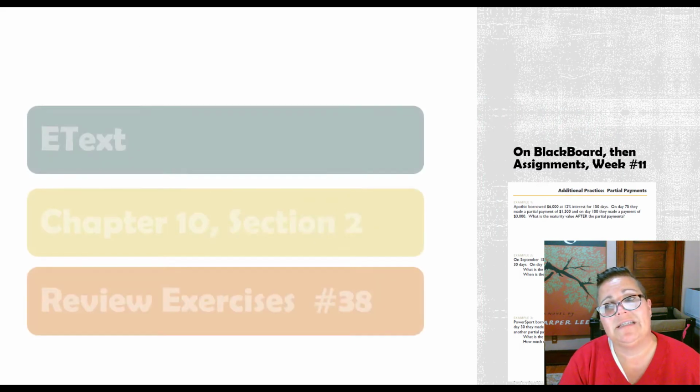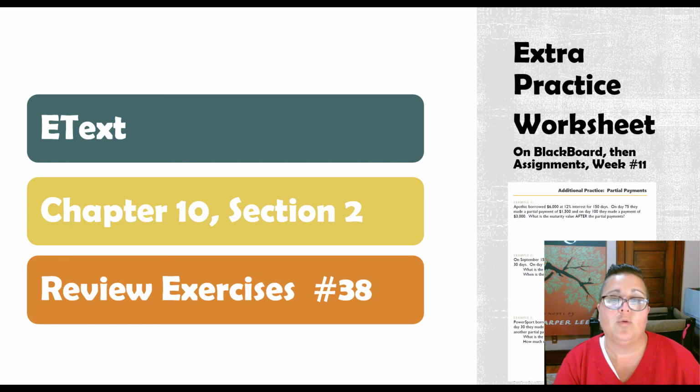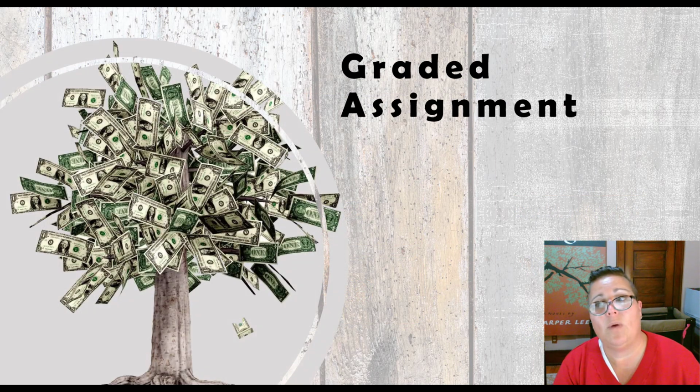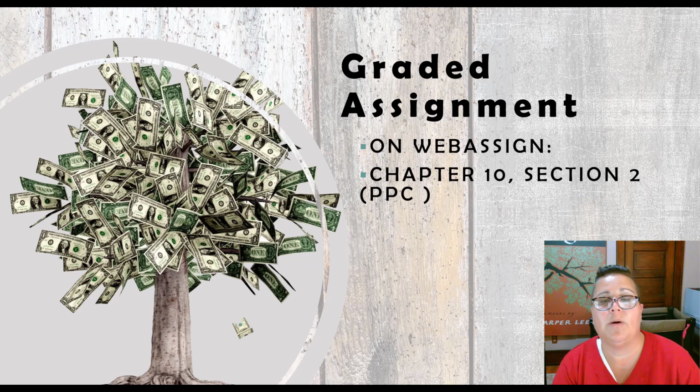There is extra practice in your e-textbook, Chapter 10, Section 2. I didn't look it over super well, but I believe it's just problem 38. So they've only given you one practice example, and I feel like that's not enough. So in the assignment folder on Blackboard, you will find an additional 3 problems for you to practice. It is a worksheet. I have left the blank worksheet there, and there will be a key as well. The graded assignment on this section is on WebAssign. It is Chapter 10, Section 2 with PPC in parentheses for a partial payment plan.